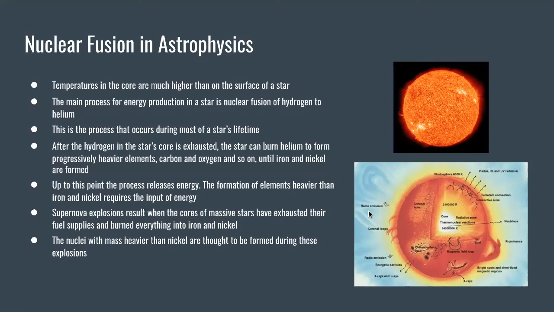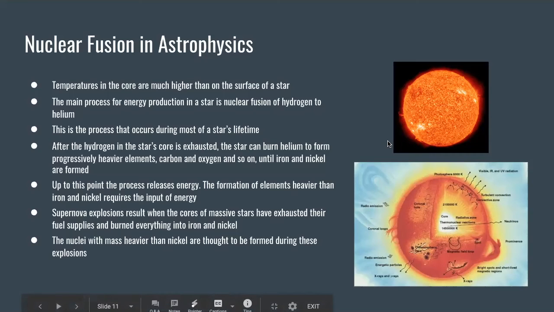So up to this point, the process releases energy, and the formation of elements heavier than iron and nickel requires the input of energy. So supernova explosions result when the cores of massive stars have exhausted their fuel supplies and burned everything into iron and nickel. So the nuclei with mass heavier than nickel are thought to be formed during these explosions.